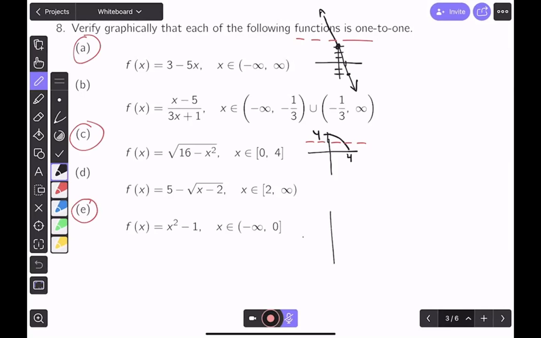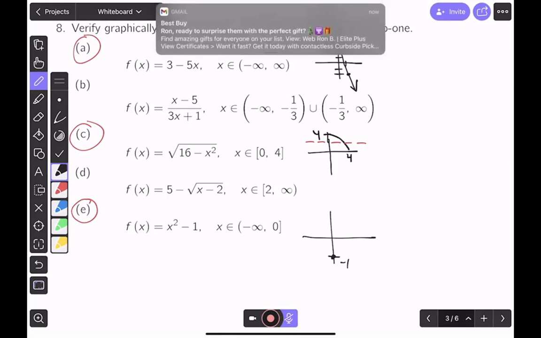And I know this is a parabola, right? X squared minus 1 is a parabola that opens upward, has a vertex at minus 1 over here. And it definitely opens upwards. And this is the number minus 1 there. But here's the deal. They say X is only going to be negative numbers up to 0. So it looks like this over here.